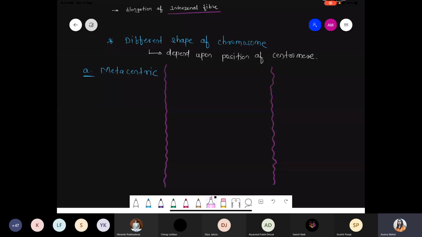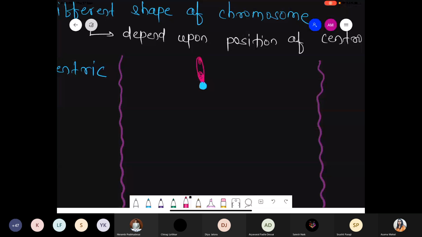We discuss the initial stage and what happens after splitting of the centromere. The centromere is present at the center, and the two arms, P and Q, are exactly equal in size. The upper arm is called the small P arm. P stands for petite. Petite means small. We will see this next year in genetic structure.